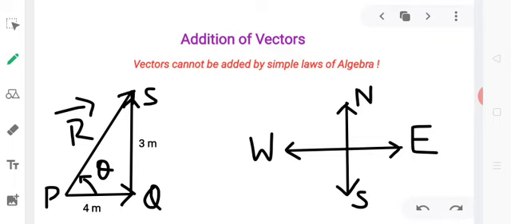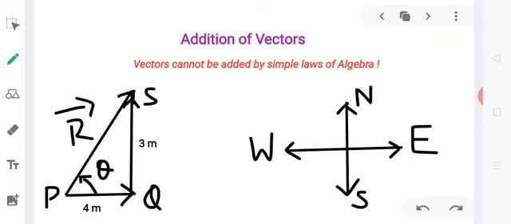Vectors cannot be added by simple laws of algebra, which are applicable to scalars. This means that we cannot employ the general method of addition of scalar quantities for adding two or more vectors. To have a better understanding of this, let us consider a particle which is first displaced through 4 meter due east and then 3 meter due north. For this we have to refer to this diagram. Let this displacement be represented by PQ, as you can see in the diagram, and QS respectively.